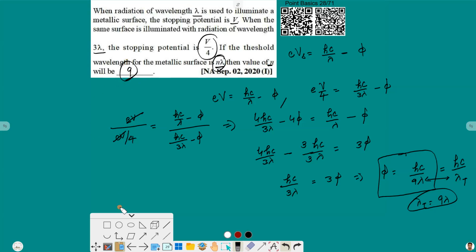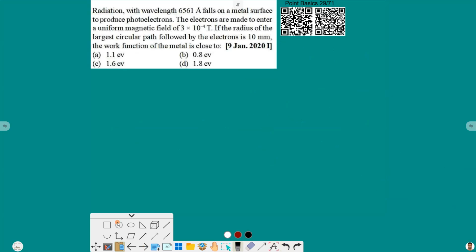With this, let's move to the next one. Radiation of wavelength 6561 angstrom falls on a metal surface to produce photoelectrons. The electrons are made to enter a uniform magnetic field of 3 into 10 raised to power minus 4 tesla. If the radius of the largest circular path followed by the electron is 10 millimeter, the work function of the metal is close to?